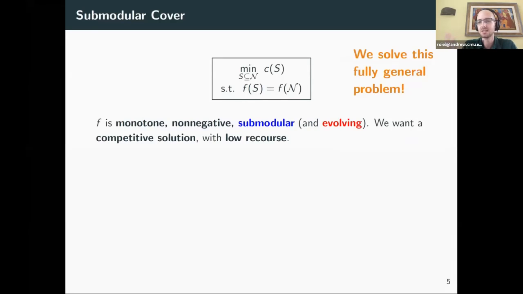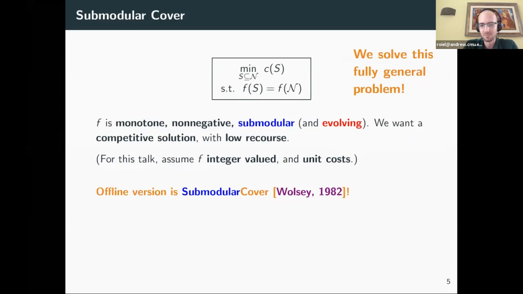So in fact, this is the fully general problem that we solve in our paper. For this talk, we can assume that f is integer valued and that all the costs are 1, but we handle the general case in the paper. So what is this problem? Offline, this is known as submodular cover. It was introduced by Wolsey in 1982. Wolsey showed that the greedy algorithm gives a log f of n plus 1 approximation. Recall n was the entire ground set.